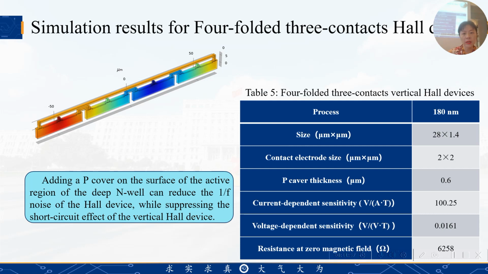So this is a four-folded three-contact vertical Hall device. When we design it, these are our parameters. For example, the size is 28 multiplied by 1.4. The electrode size is 2 by 2. The thickness is 0.6. Current-dependent sensitivity is 100. Voltage-dependent sensitivity is 0.0, and the resistance is about 6 kilo.